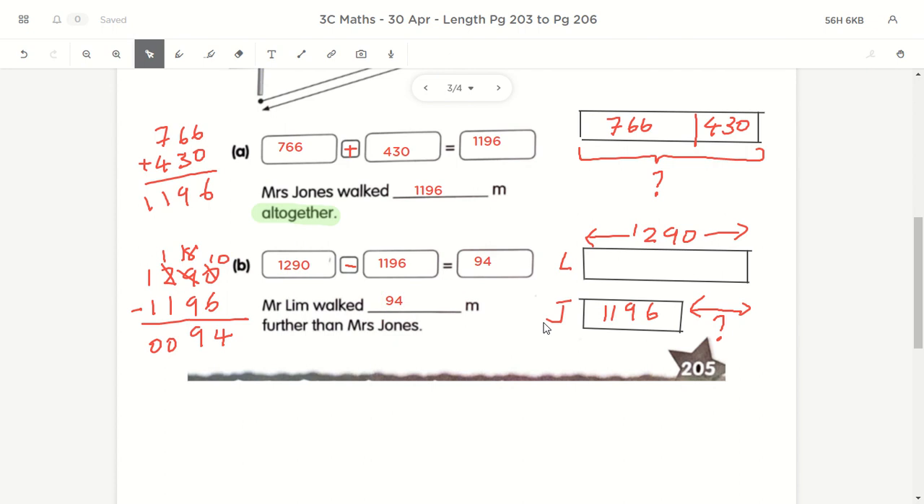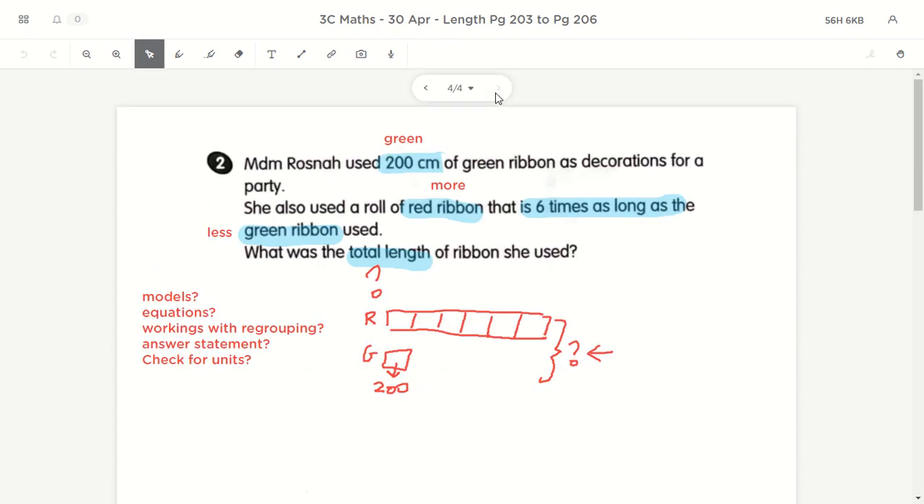So all you need to do is really to draw models, and from the models you will know what to do. The models are there to help you. So don't be afraid of drawing models. It's meant to help you. If you don't draw, then you really don't know what you need to do. Okay, and this is especially so for the next 2 questions. Okay, let's go to the last page.